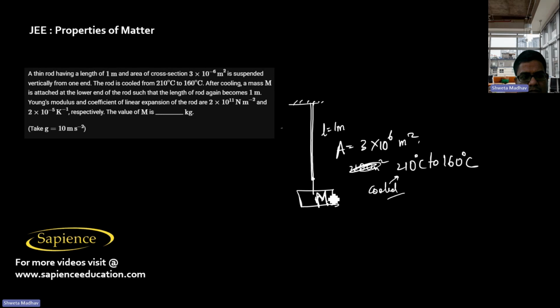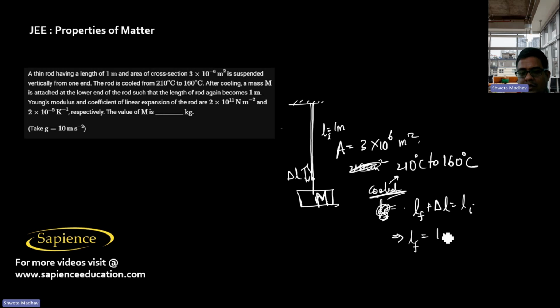Mass capital M is attached to the lower end of the rod such that the length of the rod again becomes 1 meter. So here there is some extension, that is delta L. Initially the length was 1 meter. Finally the length will be slightly decreased since it is being cooled. So L final plus delta L is equal to L initial, the initial length, that is 1 meter. So the final length will be 1 meter minus delta L.